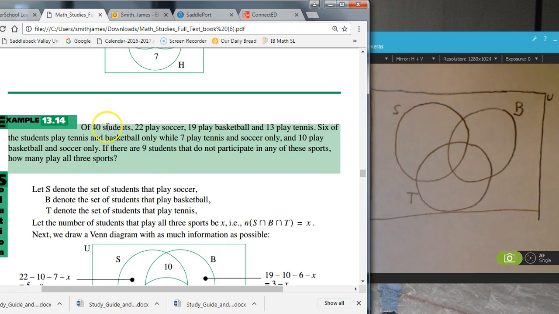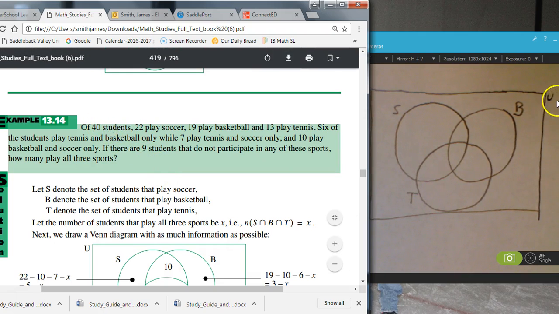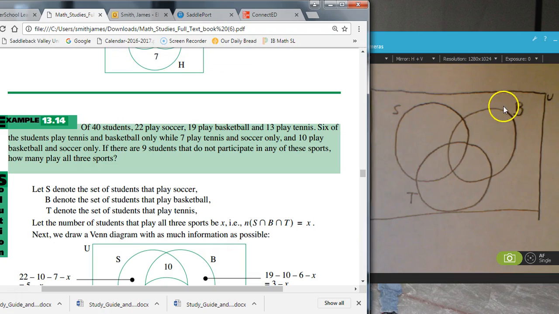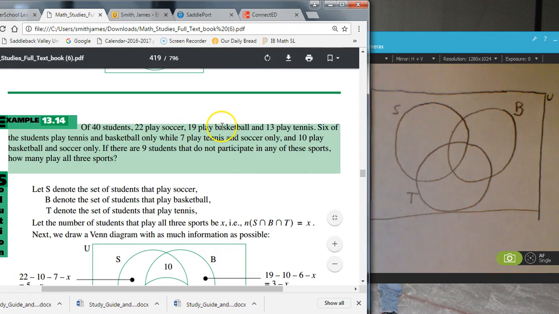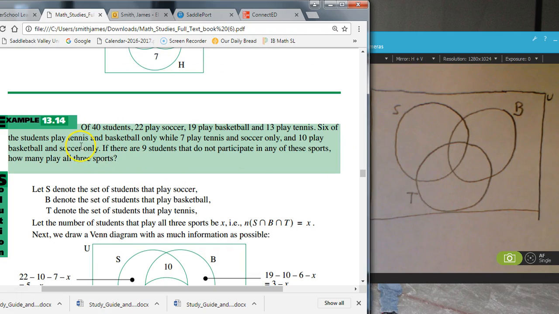So in this case, it says we have 40 students. So again, keep in mind that is our universal set. We have 40. So total within this rectangle, I should have a total of 40 people. 22 soccer, 19 basketball, 13 tennis. So I identified those 3 sets. 6 of the students play tennis and basketball only.